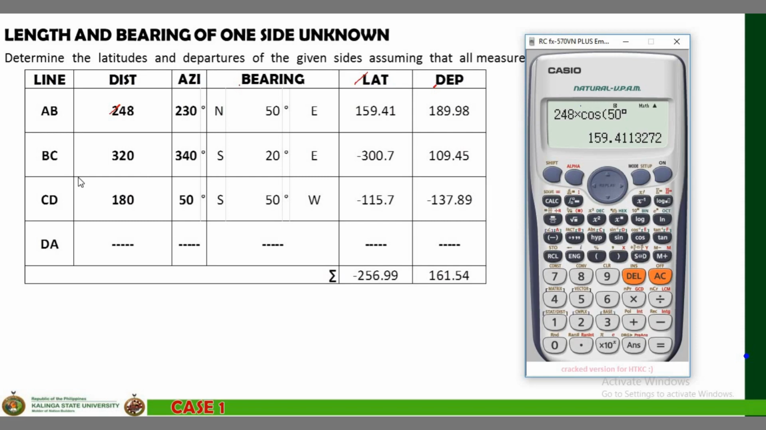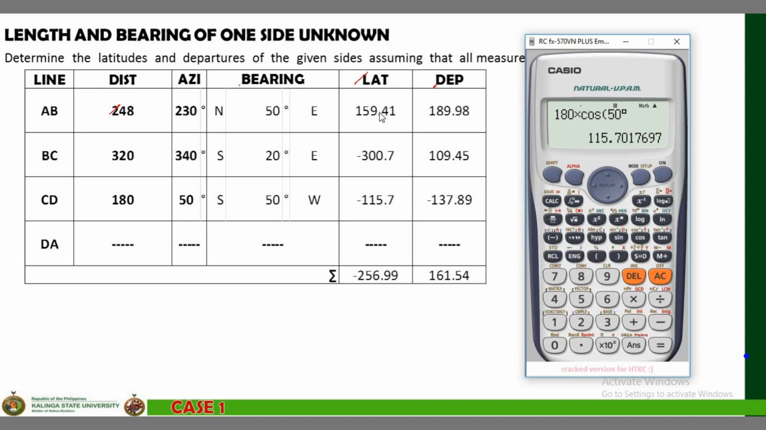For line BC, the latitude of BC is equal to 320 multiplied by the cosine of your bearing, that is 20 degrees. So yung latitude ni BC ay negative 300.7. Bakit negative? Kasi po, yung ating line BC nasa south. For line CD naman, that is equal to 180 multiplied by the cosine of 50 degrees. That is equal to negative 115.7. Negative ulit kasi po nasa south yung ating bearing.